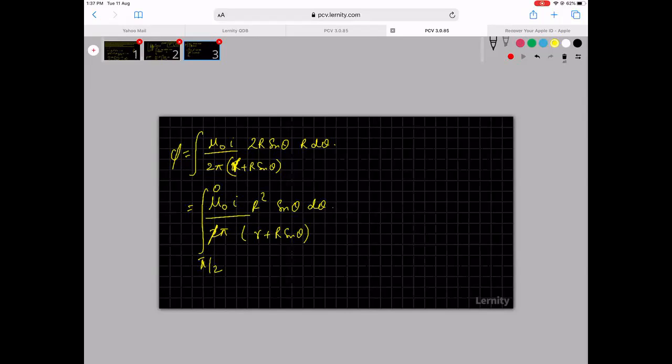Okay, but still we'll just leave that. Let's see. So it is mu naught R squared pi di by dt into integral of sine theta by r plus r sine theta d theta. So this should be the answer. This will be the EMF induced.